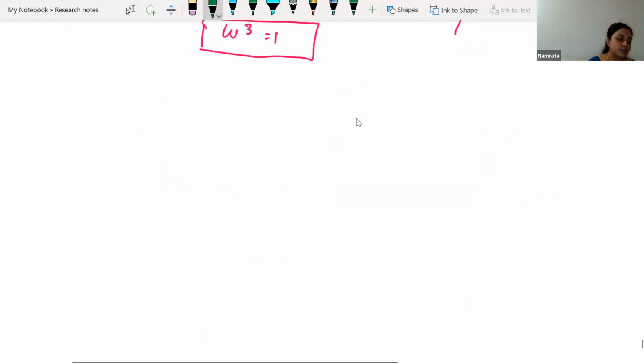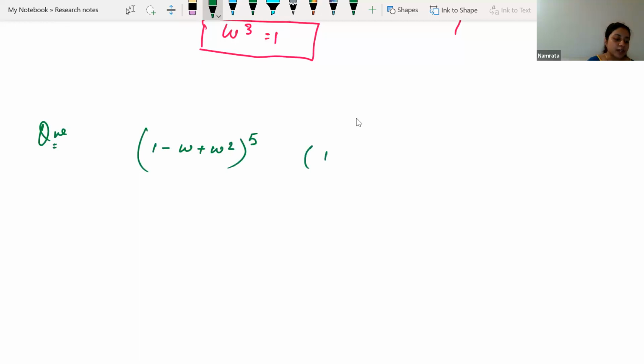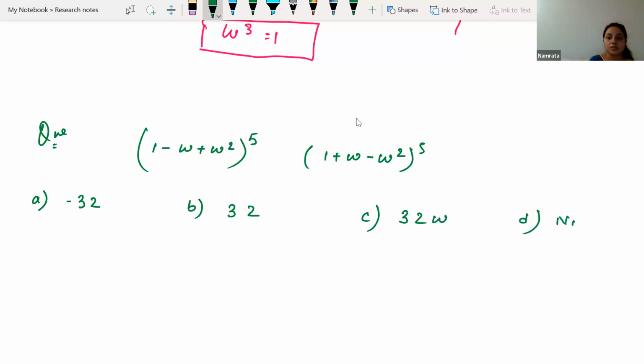If the question says 1, omega, omega square are the cube roots of unity, then we have to find the value of (1 minus omega plus omega square) to the power 5 plus (1 plus omega minus omega square) to the power 5. Options are minus 32, plus 32, 32 omega, and none of these.